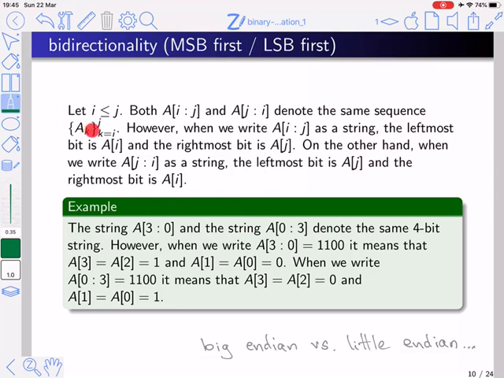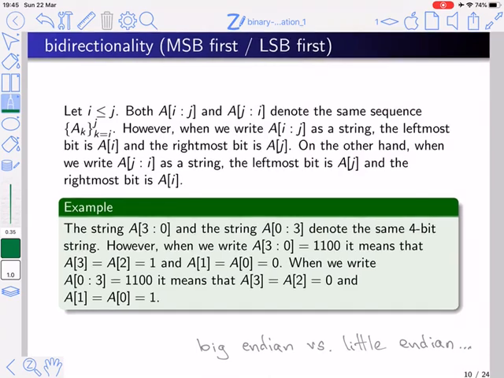The notation that we use is that both these vectors or strings denote the same sequence. It's A_k from k equals i to j. When we write A i colon j as a string, the leftmost bit is A_i and the rightmost bit is A_j. On the other hand, when we write A j colon i, the leftmost bit is A_j and the rightmost bit is A_i. This is an incredibly confusing issue, and it is known in the nomenclature of computers as big endian versus little endian.